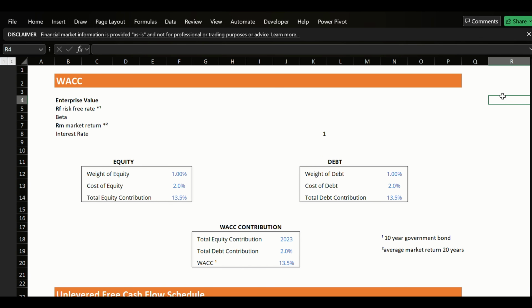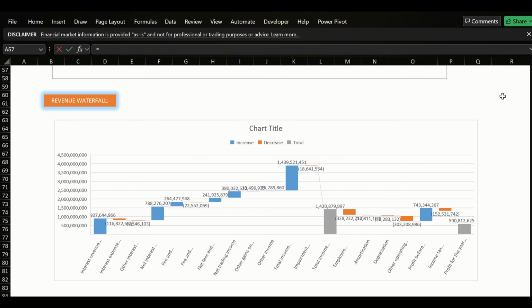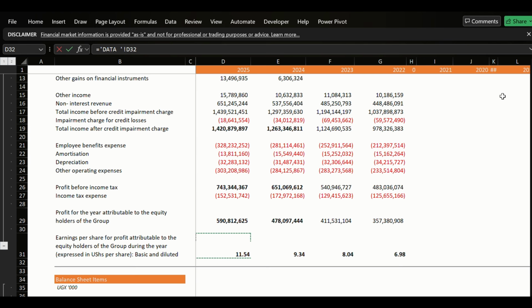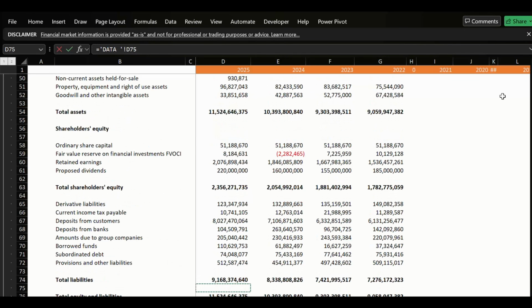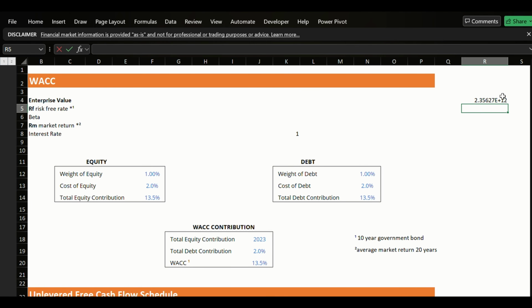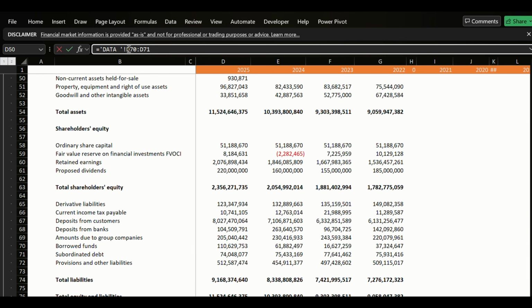Let me get the figures first. A moment. Equals. So what do we need? We need the total shareholders' equity. That is it. We also need the total debt, borrowed funds, and the subordinated debt. Let me just do it here.